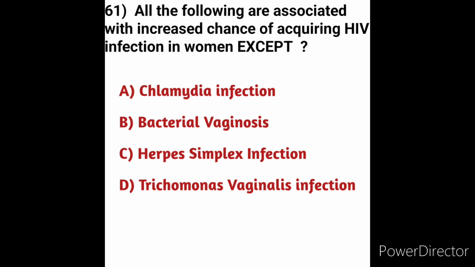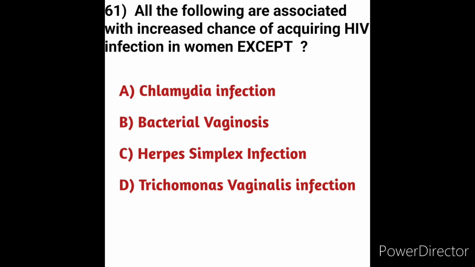Part 3, question 61. All the following are associated with an increased chance of acquiring HIV infection in women except. From the options, one is the exception to increasing the chance of acquiring HIV infection in women. We will see the options. Option A, chlamydia infection. Option B, bacterial vaginosis. Option C, herpes simplex infection. Option D, trichomonas vaginalis infection.